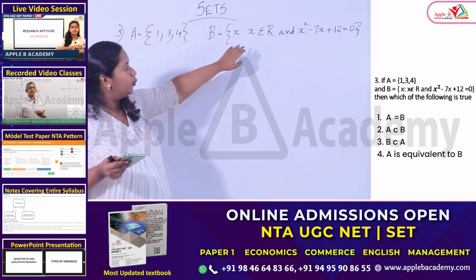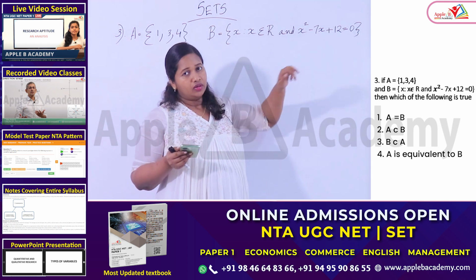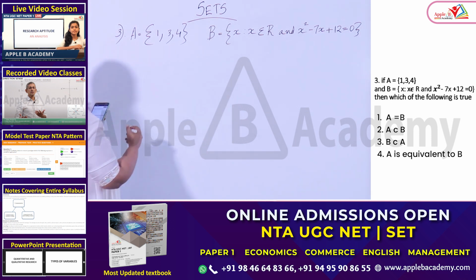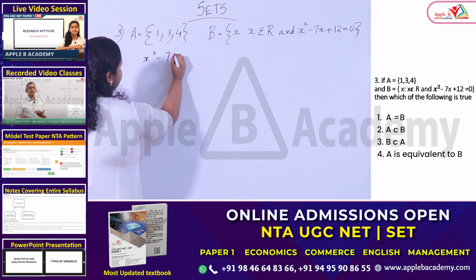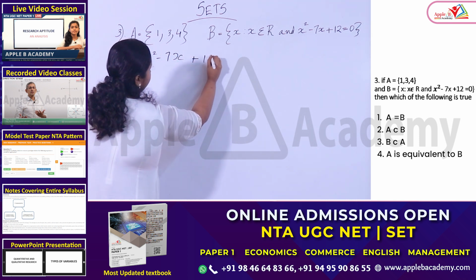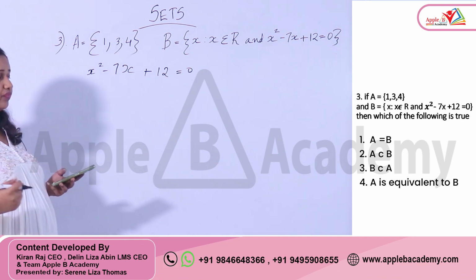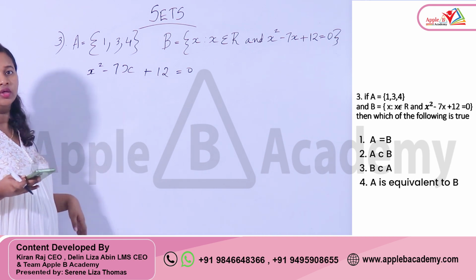For that, we need to find the roots of this equation. Okay, so we have x squared minus 7x plus 12 is equal to 0. This is the equation. Now we need to factorize this equation and find the roots.